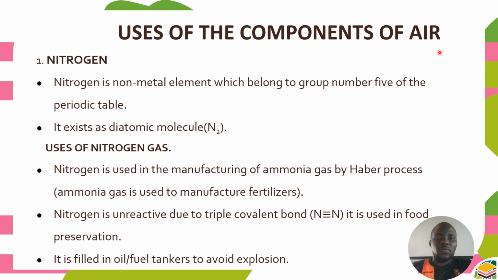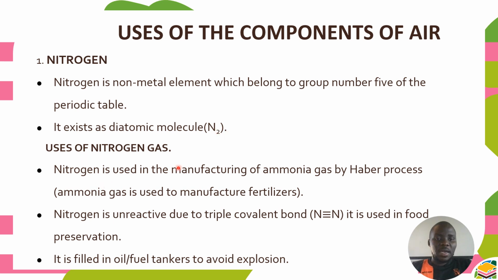Uses of components of air. We have already looked at some of the components of air. So here we'll just go into details about the uses of each component. We'll start with nitrogen. Nitrogen is a nonmetal element which belongs to group number 5 of the periodic table. It exists as a diatomic molecule. When we are talking about a diatomic molecule, we are looking at the same element having 2 atoms joined together.